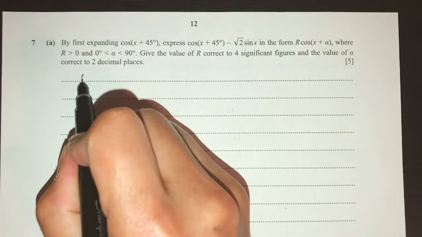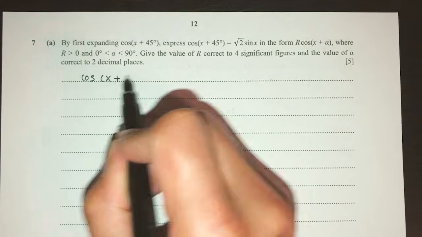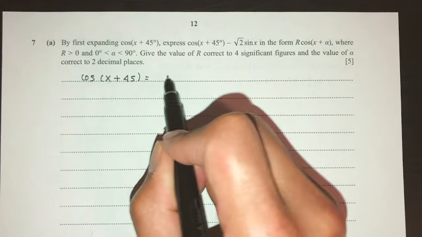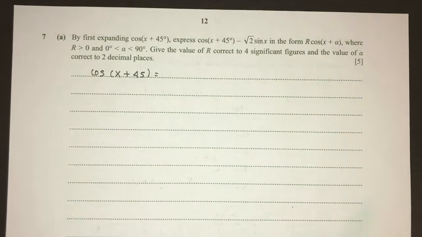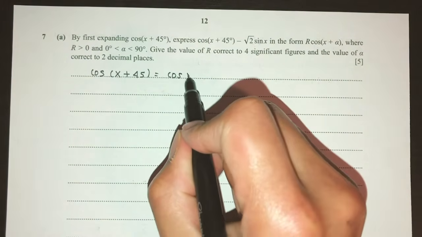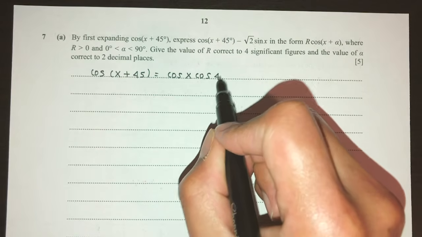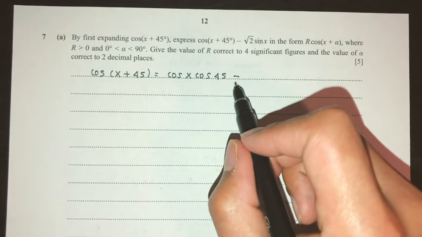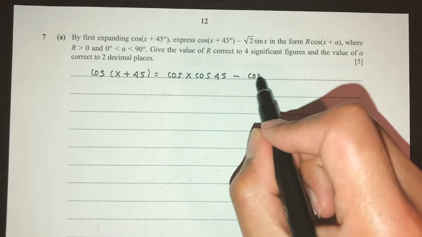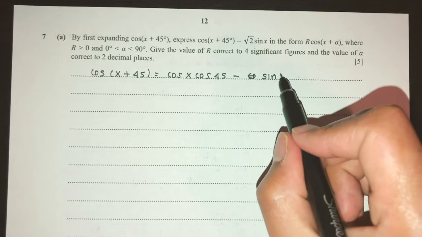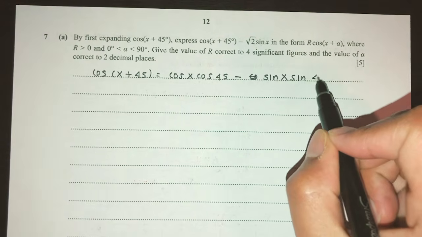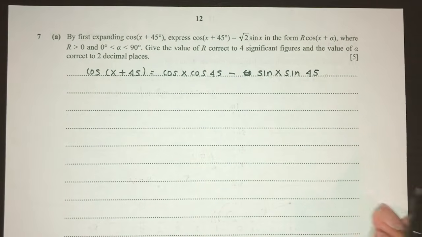Okay, you will have cos of x plus 45, that is equal to, so this expansion is also given to you on your list of formulas, as you can see here, cos of A plus B. So you don't need to memorize this one. That will be cos of x, cos of 45 minus, sorry, sine of x and sine of 45. And we have to simplify this now.